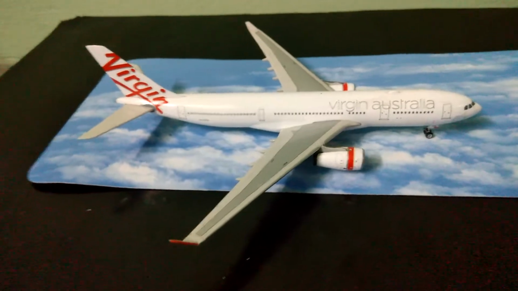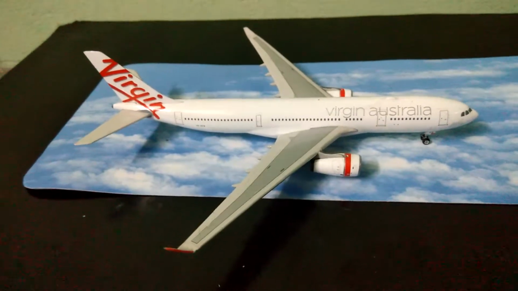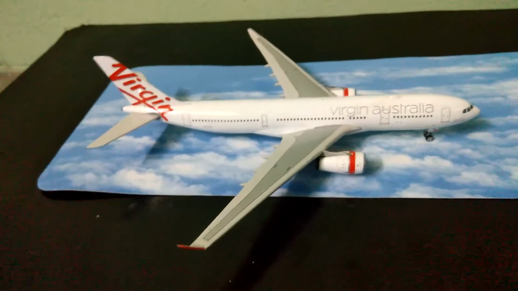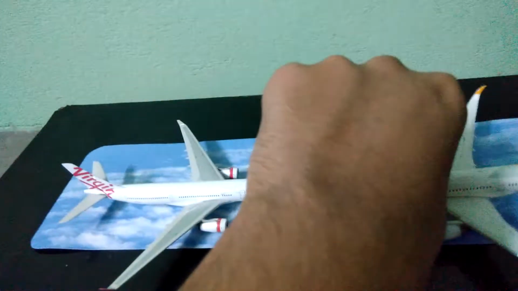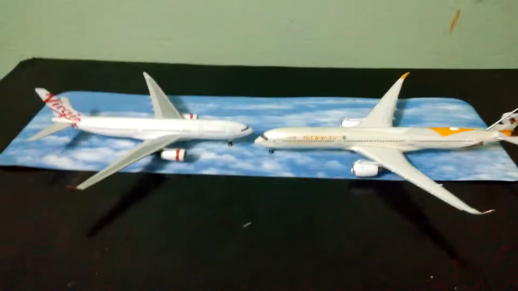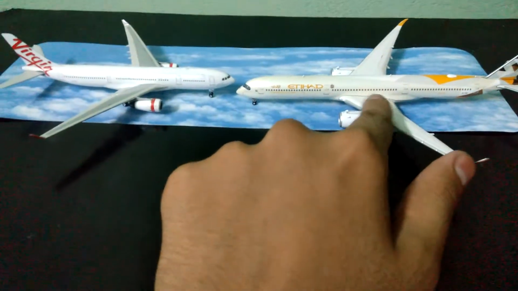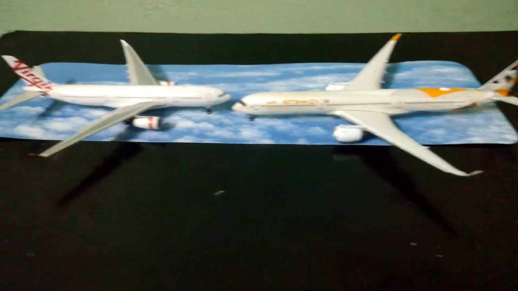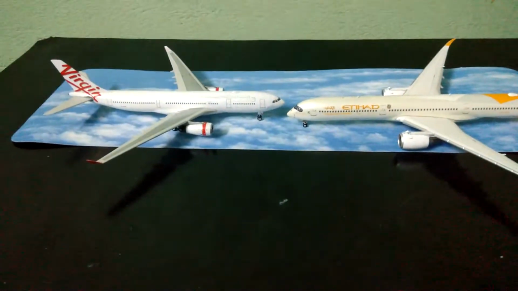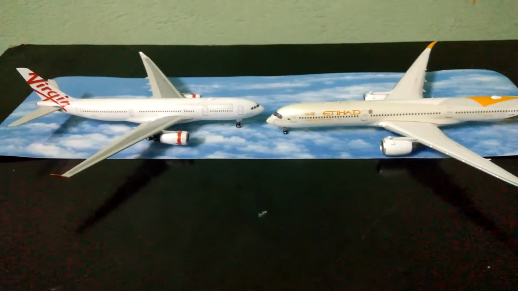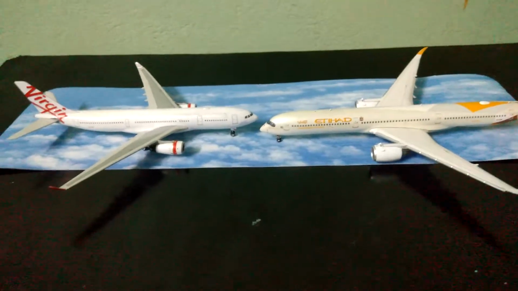Now note one thing, that not all 1:400 scale airplanes will be of the same size. For instance, here you have another 1:400 scale airplane. The aircraft on the right, this Etihad A350, is clearly bigger than this one, the Virgin Australia A330. But both are of the same scale. Both are 1:400 scale aircraft models.